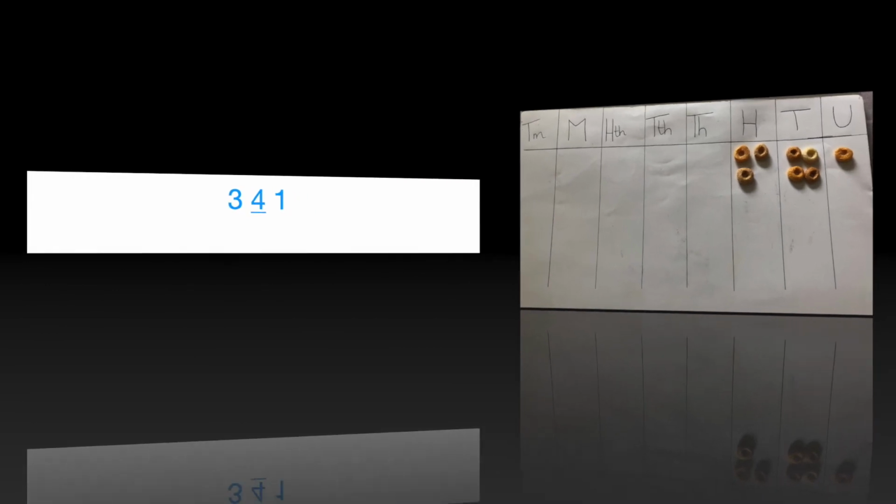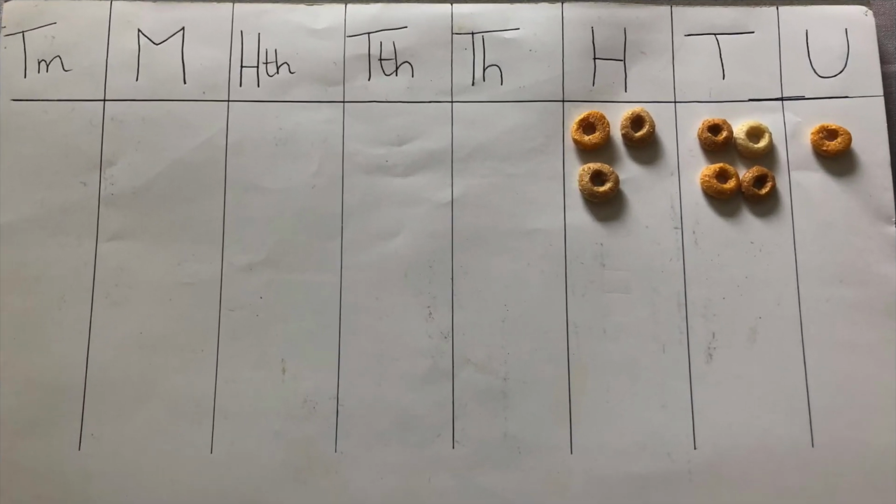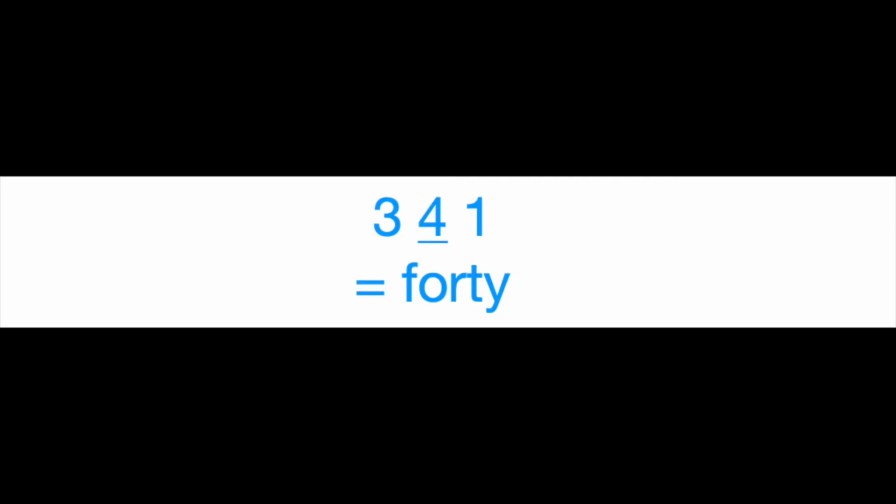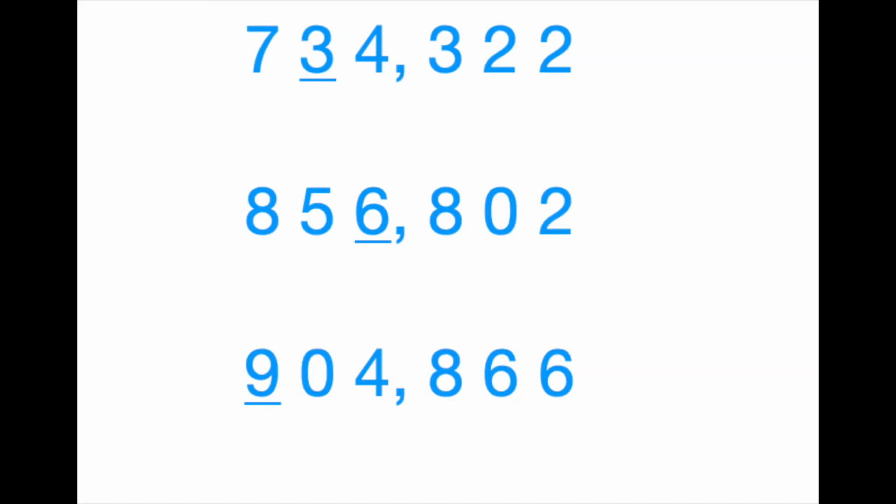This time I'm going to give you a number and one of the digits will be underlined. Your task is to make this number in your place value grid and then write out the value of the underlined number. So here's the example, 341, the 4 is underlined. In my place value grid I can see that is 4 tens, and so the value of that 4 is 40. So pause the video now, here are your 3 numbers, each with a digit underlined, make them in your place value grid and then give me the value of the underlined digit.